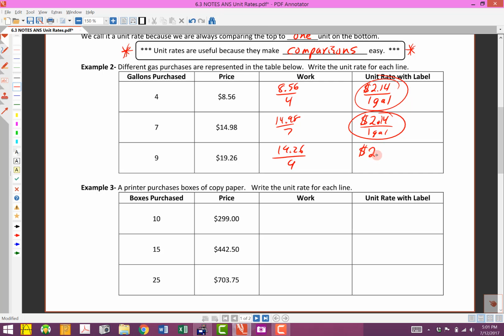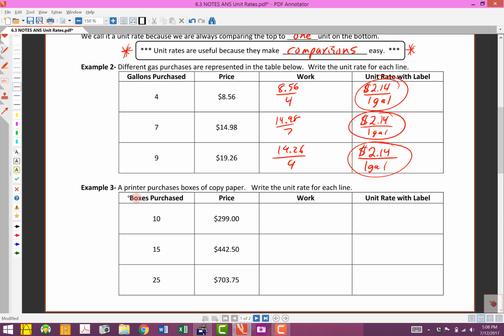$2.14 per gallon. So what you can see now is, even though these were different amounts of gasoline and different purchase prices and that sort of thing, now that we have them written as a unit rate, we can see that it was $2.14 a gallon, no matter whether they got 4 gallons, 7 gallons, or 9 gallons. And that's the type of comparison that is easy with unit rates, because each one of them compares the price to 1 gallon of gasoline.